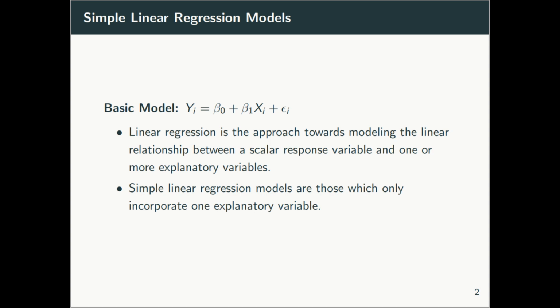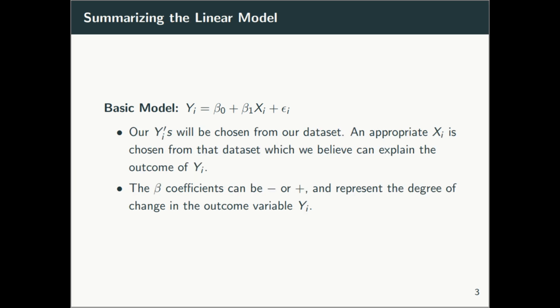Simple linear regression models are those which only incorporate one explanatory variable. Here we can see a simple linear model. Our yi represents the scalar response variable, which can be equated with beta 0 plus beta 1 times xi plus epsilon i. Our y will be chosen from our dataset, and we will choose an appropriate variable to be our explanatory x from the same dataset that we believe can explain the outcome of y.